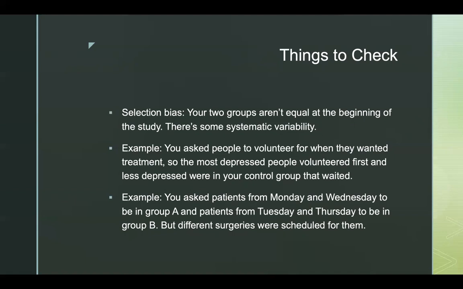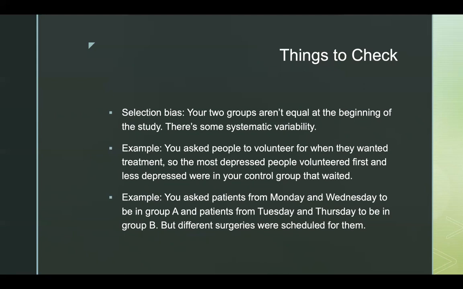Selection bias is another thing to check. What if your two groups aren't equal at the beginning of the study? So this is where you always want to check that by running those comparison tests where you're looking to see if they're the same. Are they the same in terms of their level of depression at the beginning of the study, for example, or their level of happiness, or their level of grades, or their education, or their age, or whatever your basic variables are? You want to make sure that the groups are equal at the beginning.